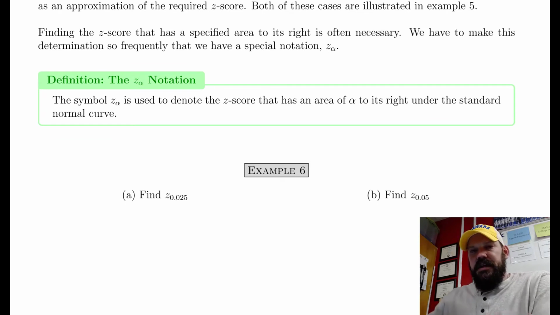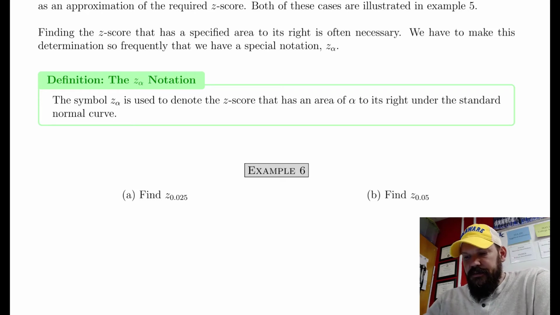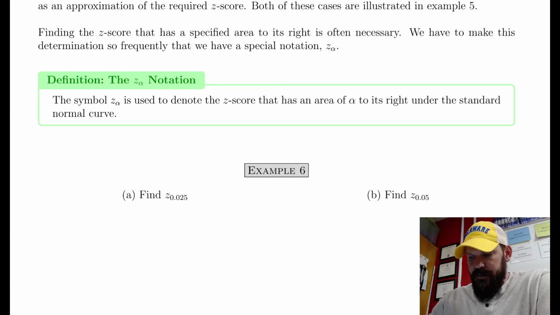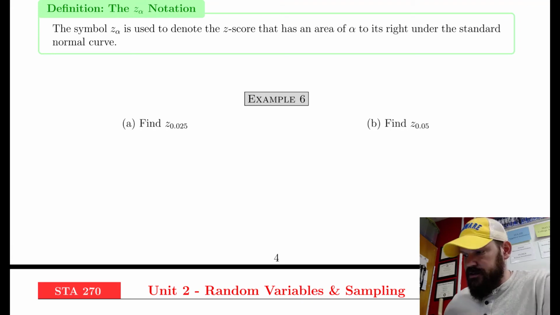The z-alpha notation is something that's used quite frequently. In this case, you can see the definition. The symbol z sub alpha is used to denote a z-score that has an area of alpha to its right under the standard normal curve. So we're looking for a z-score that, in part A of example 6, has an area of 0.025 to the right of it.